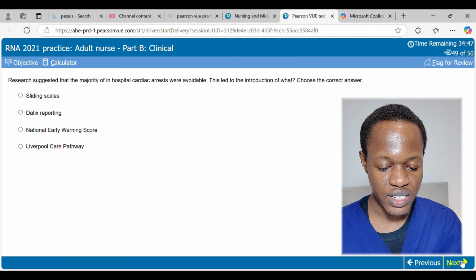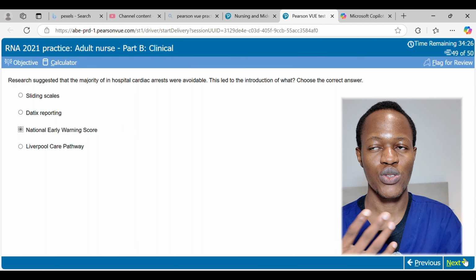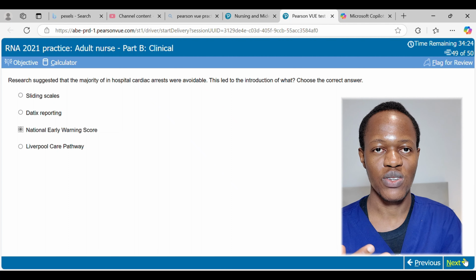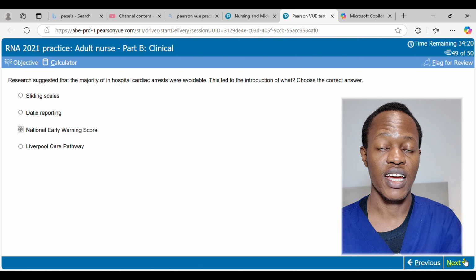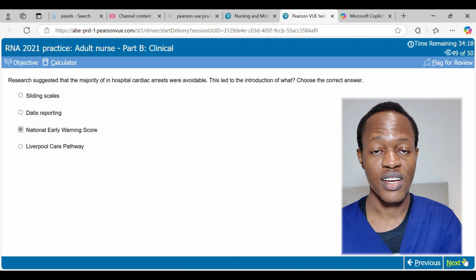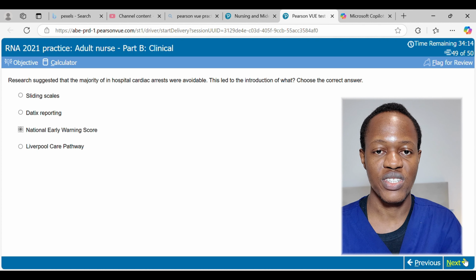Research suggested that the majority of in-hospital cardiac arrests were avoidable. This led to the introduction of what? NEWS score. NEWS score is like a warning. It's a tool where you assess somebody based on the symptoms they are presenting, and they know if you are calling an ambulance or not. If I get a picture, I'll put it on the screen somewhere around here for you to see.